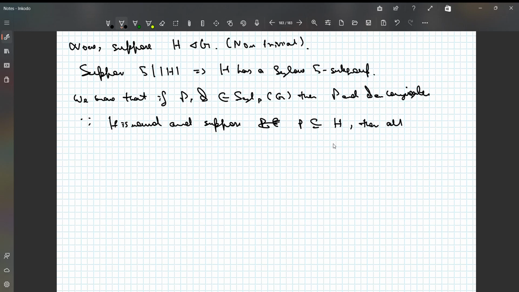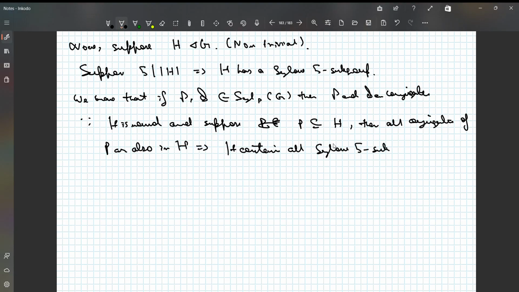Then all the conjugates of P are also in H, because H is normal. But this implies that H contains all the Sylow 5-subgroups, right? Because every Sylow 5-subgroup is a conjugate of P. So H contains all Sylow 5-subgroups. Okay, so this is a very important observation. We will see it now.